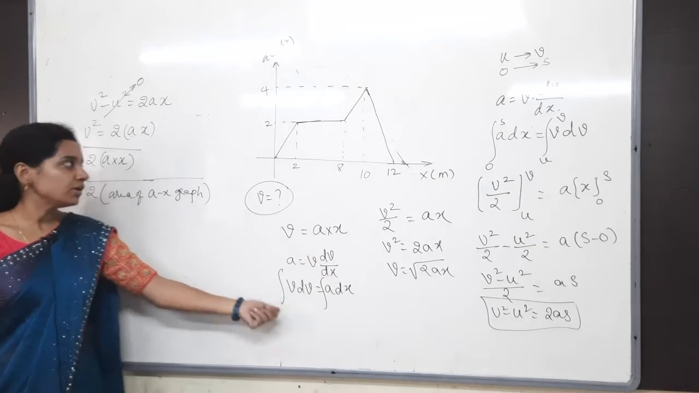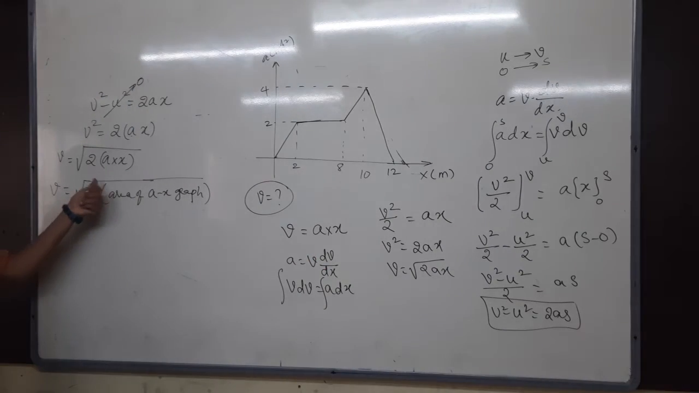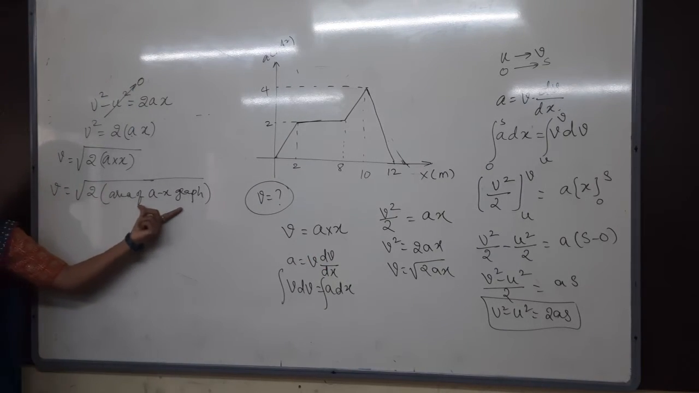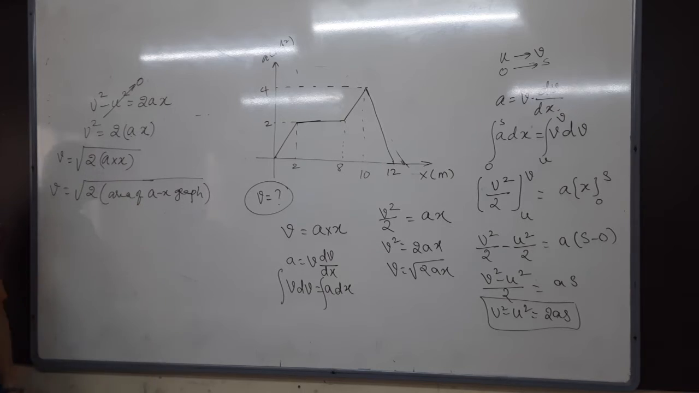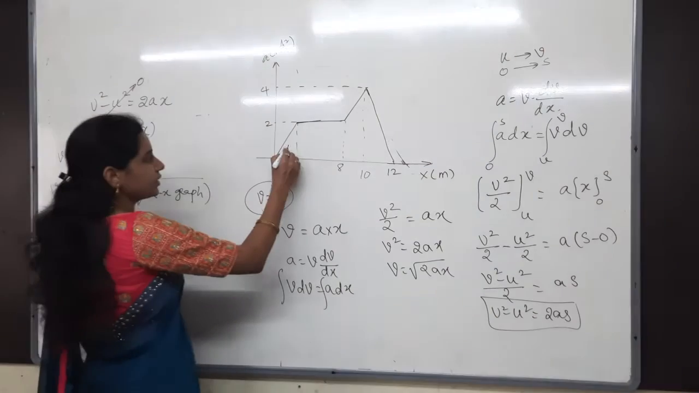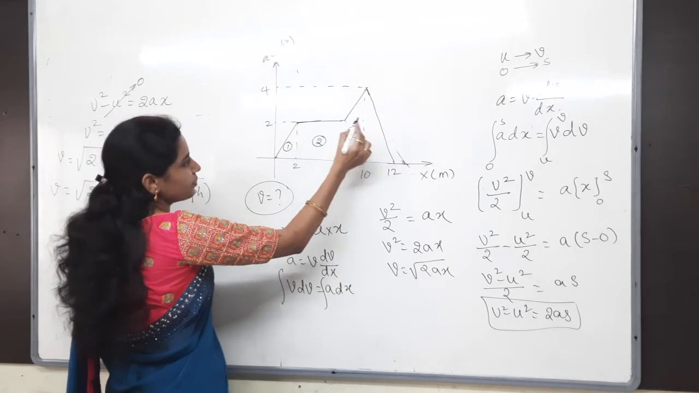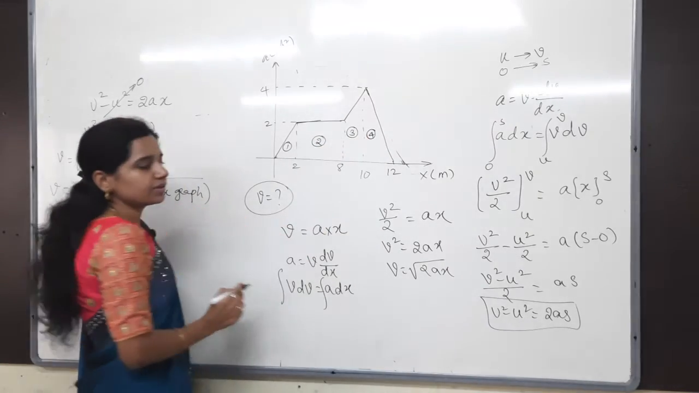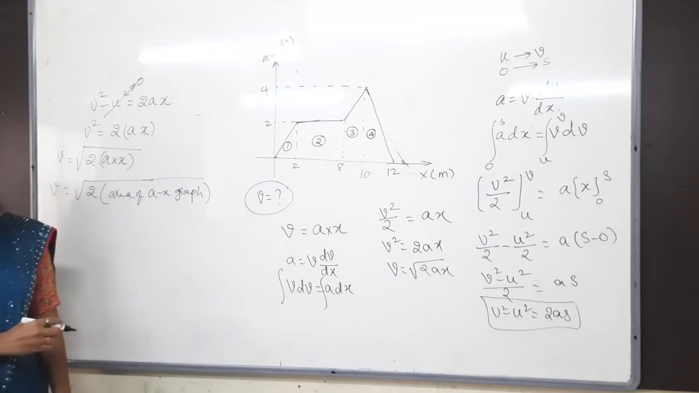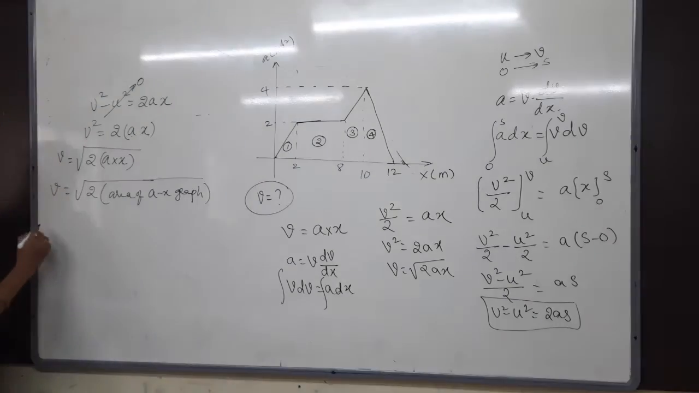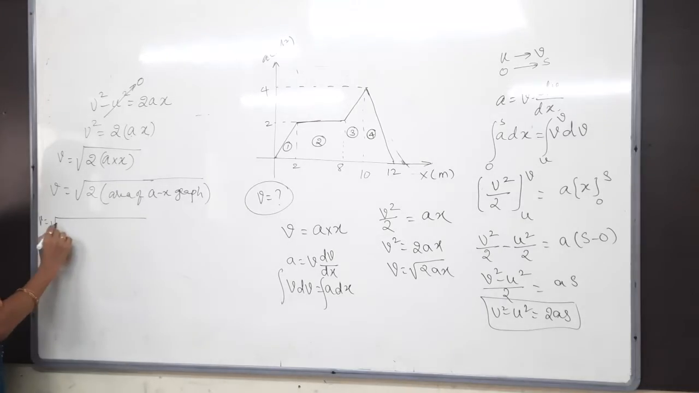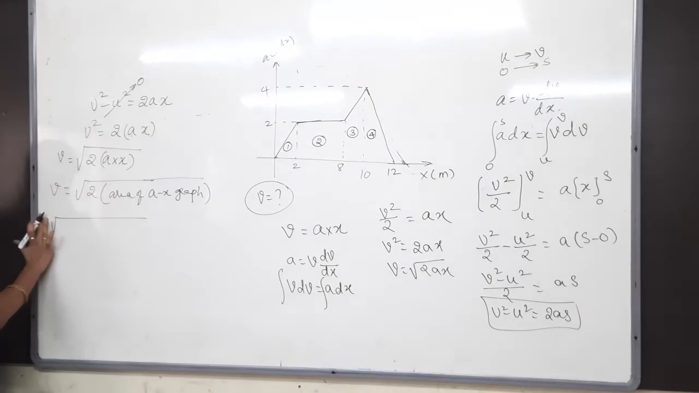Anything you can follow, but the velocity is equal to root of 2 times the area of the a-x graph. The area of the a-x graph here is the area of the triangle, the area of the rectangle, the area of the trapezium, and then the area of the triangle again. Those are the things you have to consider. First of all, we will find out the area.